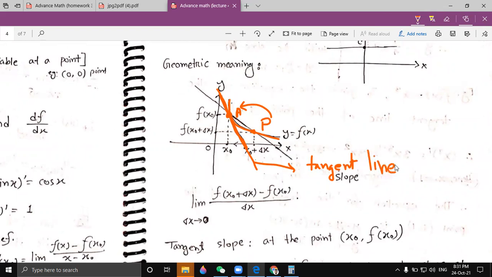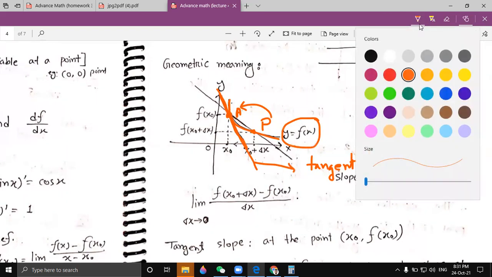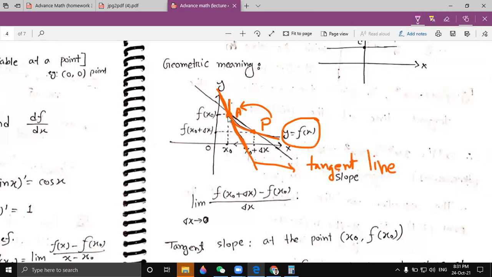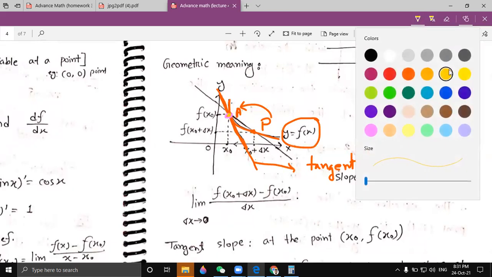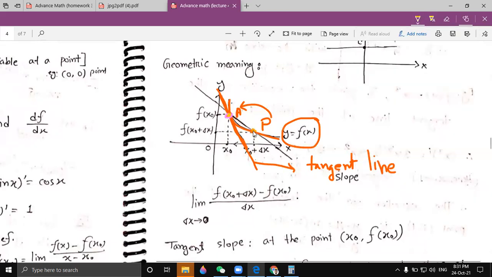So this is the basic theory. If this is a function y is equal to f of x, and we take 2 points. One point is here, this is A, and another point is here. This is P. And if P approaches A, then we find the slope, and we find the tangent line. Basic theory.